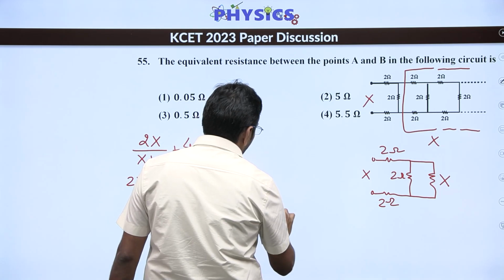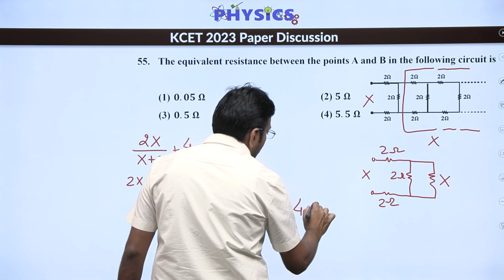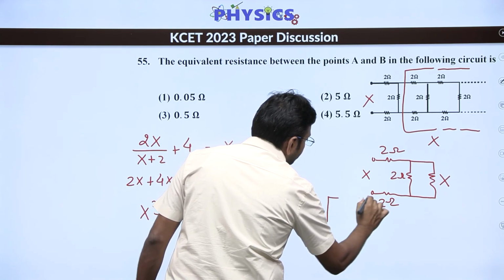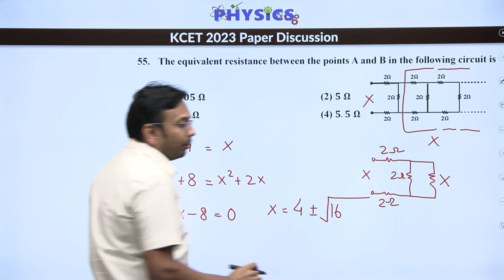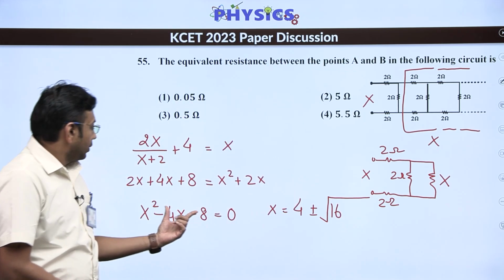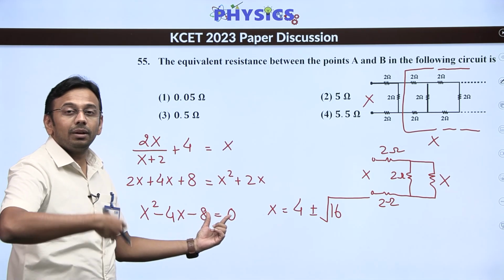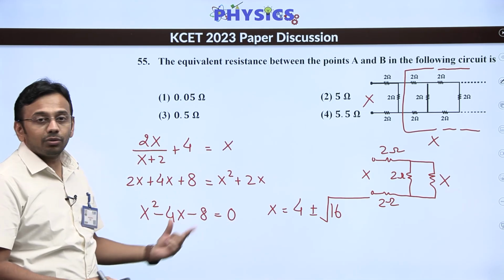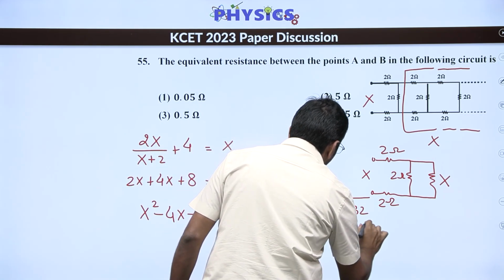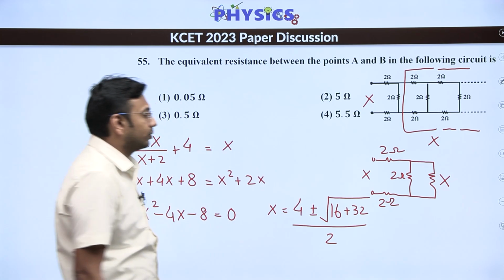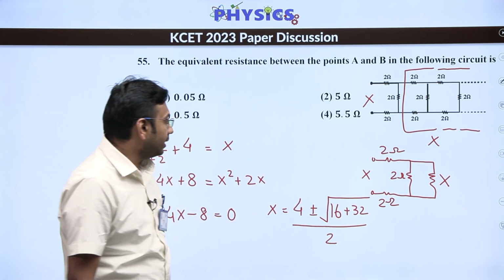So if I apply the formula, I will get X equal to minus B, so that is 4, plus minus under root B square, which is 16, minus 4ac. Now minus 4 into c value is minus 8, so that will become plus 32, divided by 2a. A is 1, so this is what we get. This will become 16 plus 32, 48.